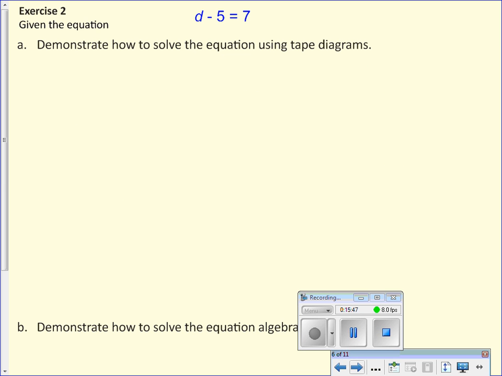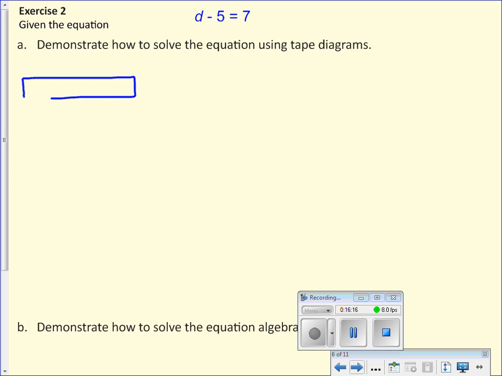Now, 2A. Why is this one different? This one is subtraction. I'm going to work left to right, but your page is set up so you can do the tape diagram on top, algebra in the middle, your check on the bottom. So your paper is A to C, top to bottom. I'm just going to work left to right so it's all on the same screen. So first we draw our tape diagram.